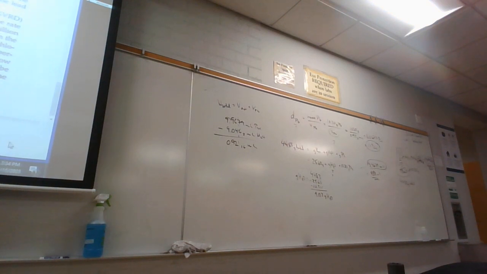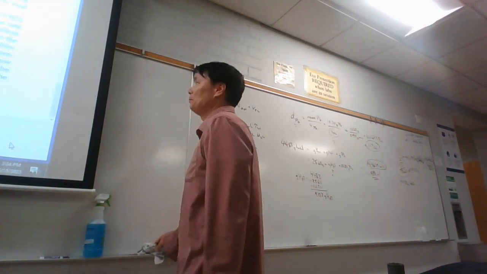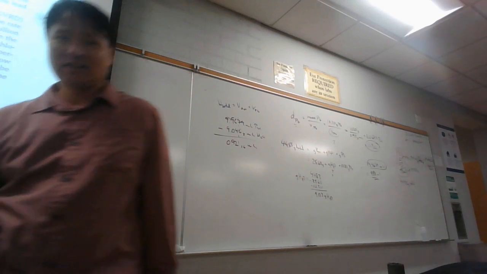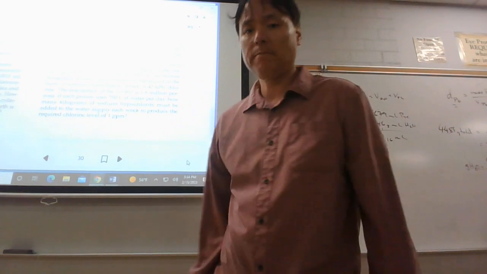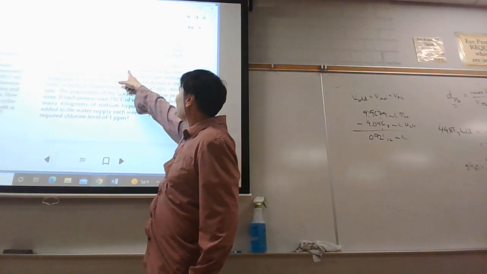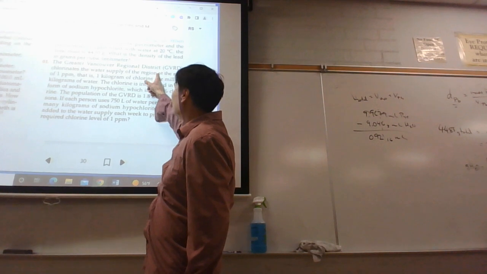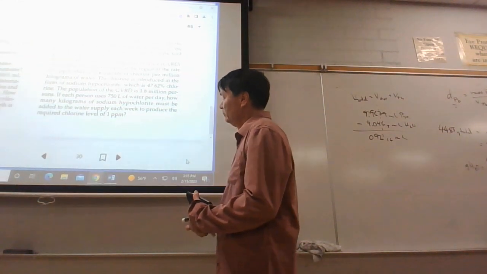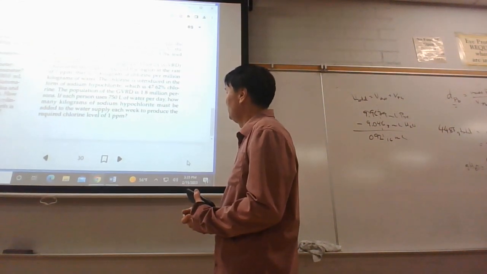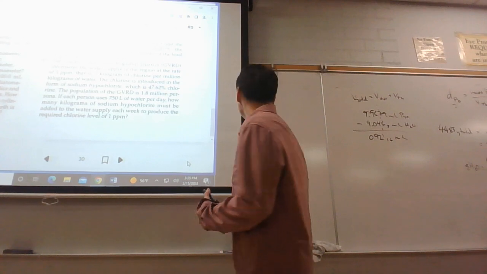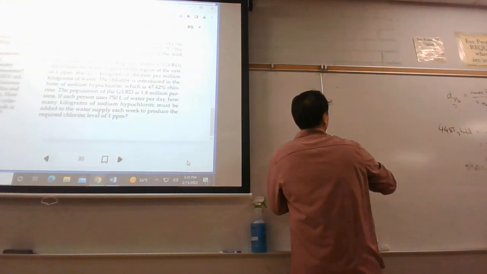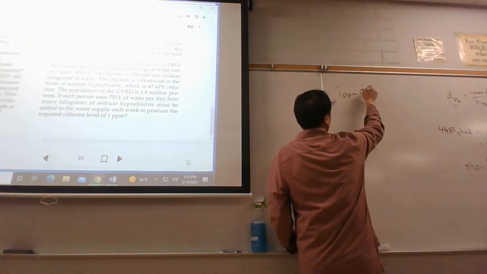Okay, there are a lot of density problems here, so this is biased towards density problems. So let's take a look at 81. Hopefully 81 is not a density problem. 81, the Greater Vancouver Regional District chlorinates the water supply of the region at the rate of 1 ppm. That is 1 kilogram of chlorine per million kilograms of water. So we got 1 ppm chlorine.